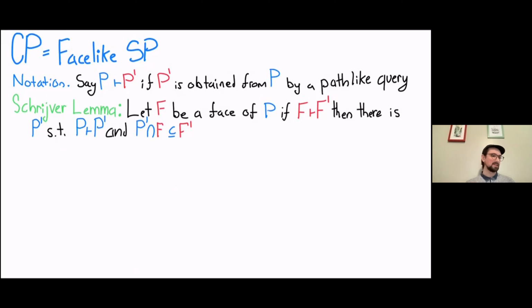Okay, so what does it say? It says that if you have a face F of some polytope P, and from this face you can derive a new polytope F prime, then there's a polytope P prime that can be derived from P, such that if you take P prime and look only at the face F, this is contained within F prime. So basically, P prime is at least as strong as F prime.